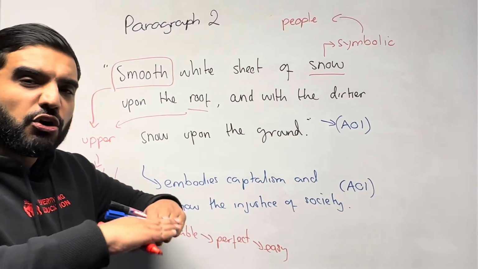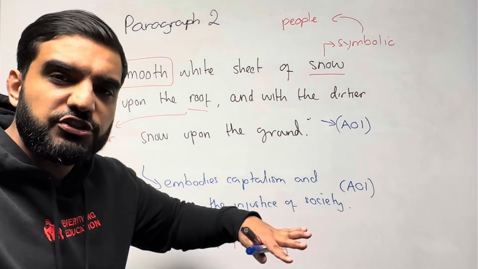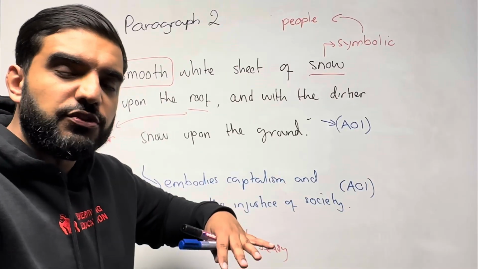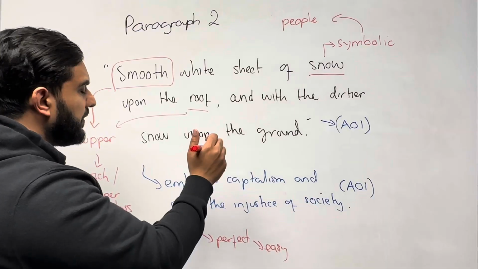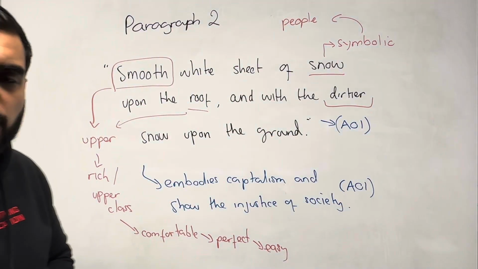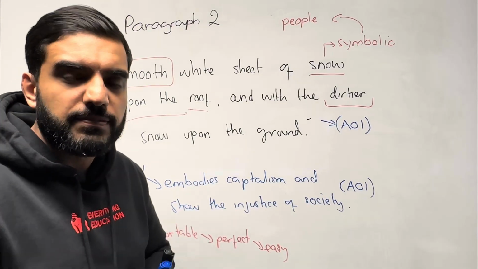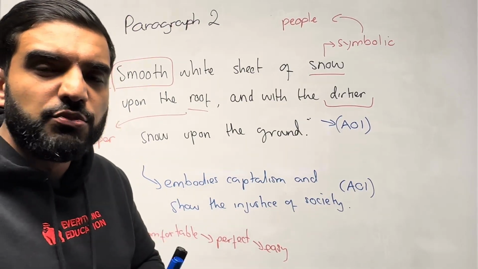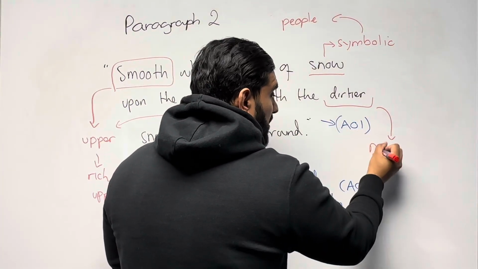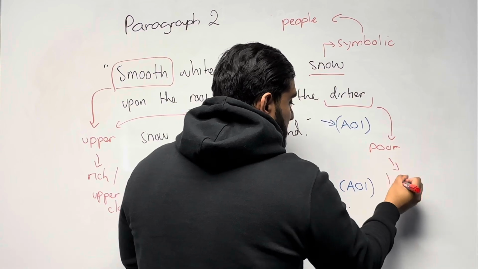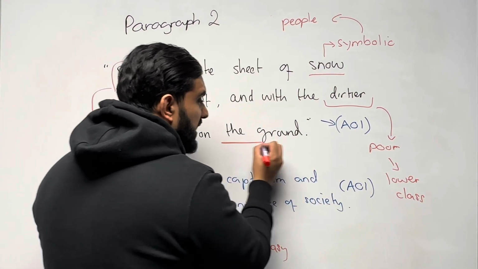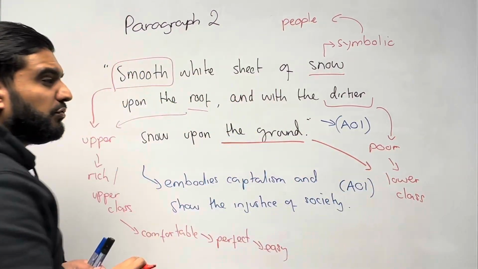So, whilst the snow upon the roof is untouched, is beautiful, on the ground, this snow, where is it? Guys, this snow is dirty. This snow is getting trampled upon all the time. This snow is getting moved left and right. So this snow, the dirtier snow, represents the poor, represents the lower class. And this is supported by the idea that it is on the ground, while this one is upon the roof.